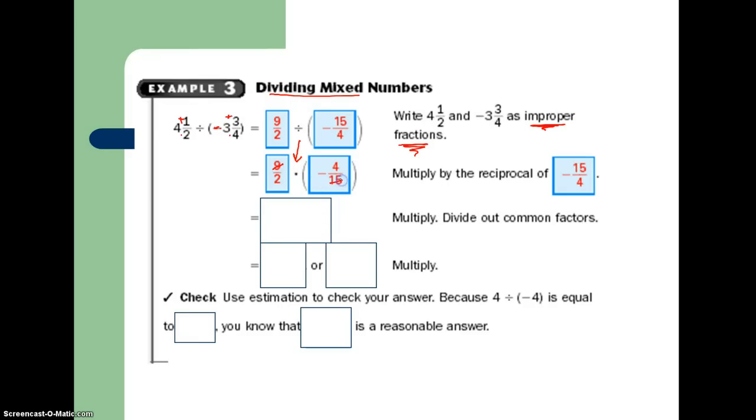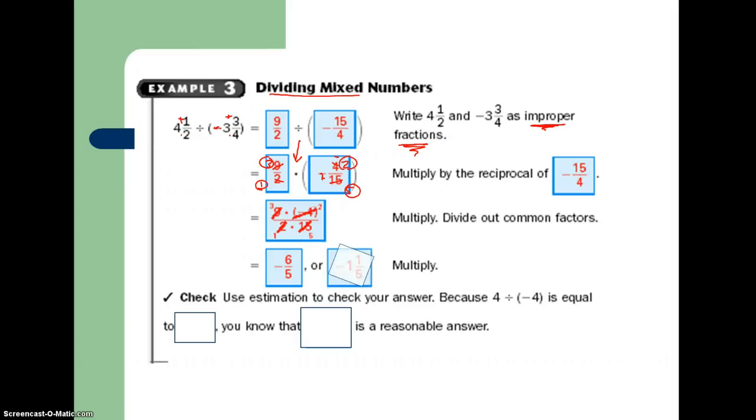Divide out common factors. That's what they're going to do here. Both divide by 3. Both divide by 2. Remember, there's a negative with one of these. So 3 times negative 2 is negative 6 over 5. Change it to an improper fraction. It's negative 1 1/5.